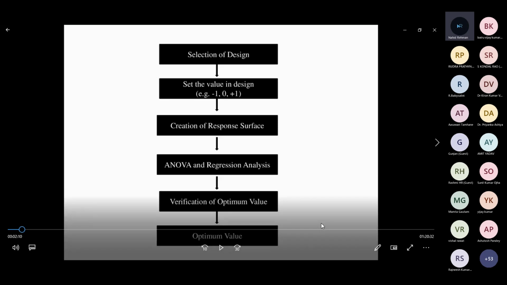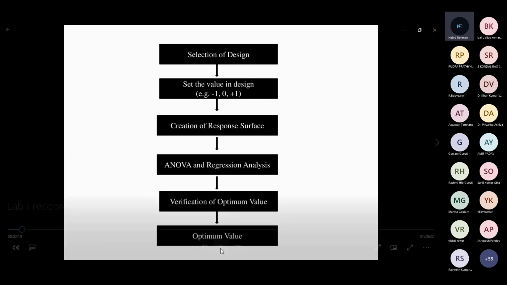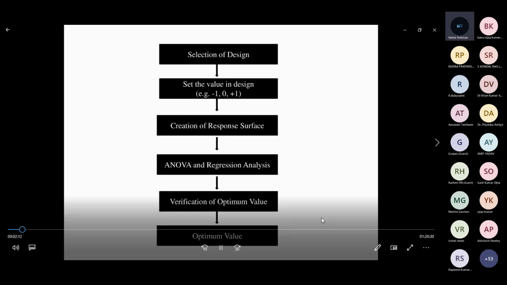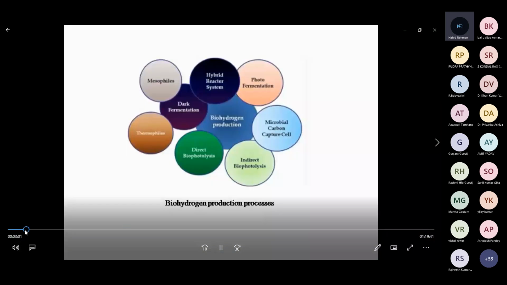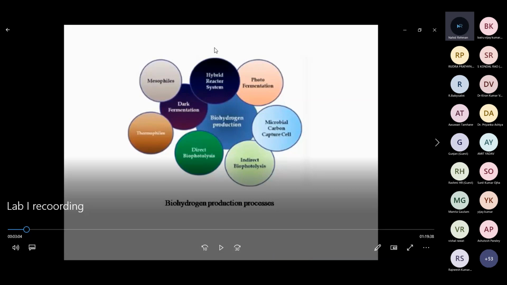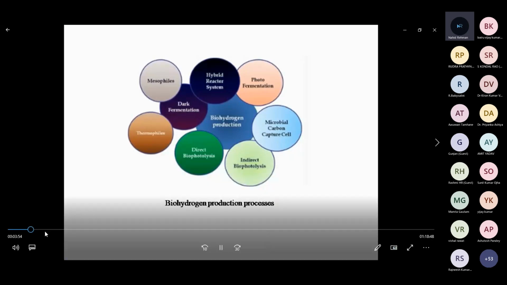Suppose you are working on hydrogen production, then naturally the amount of hydrogen, the yield of hydrogen, or the substrate conversion efficiency, all these can be monitored. This is how it is done. Now everyone knows, I need not explain the different types of microbes and how they produce biohydrogen. I am not going to discuss all these things now. It has been discussed in detail.